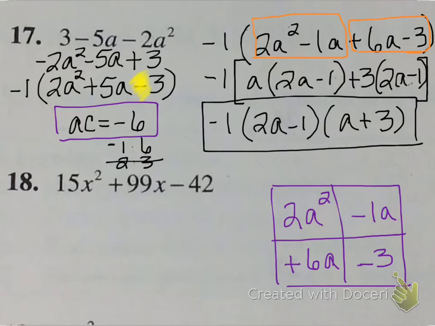I'm going to do my rows first, and it doesn't matter in what order. I would get an a going across between 2a squared and minus 1a. Between 6a and minus 3, that's just going to be a 3, and it's a positive 3, so I'll put a plus in front of it. Now let's do my columns: 2a squared and 6a, that's going to be 2a. And then negative 1a and negative 3, they're both negative, so I'm going to have a negative in common. The only thing they have in common is 1, because they're both prime. So I have 2a minus 1 and a plus 3, just like I had in my original problem. Don't forget that we factored out that negative 1 from the very beginning, so I have my 2a minus 1, my a plus 3, and my negative 1.